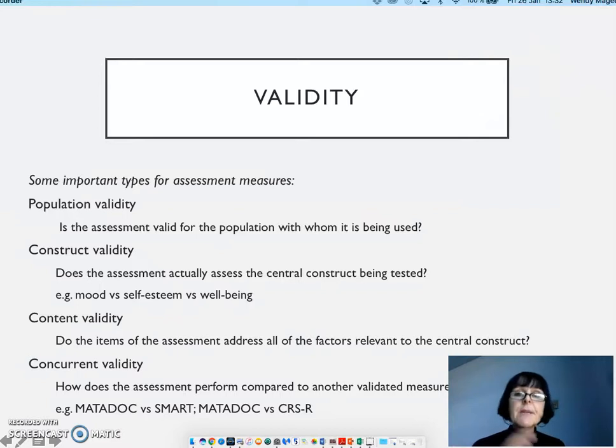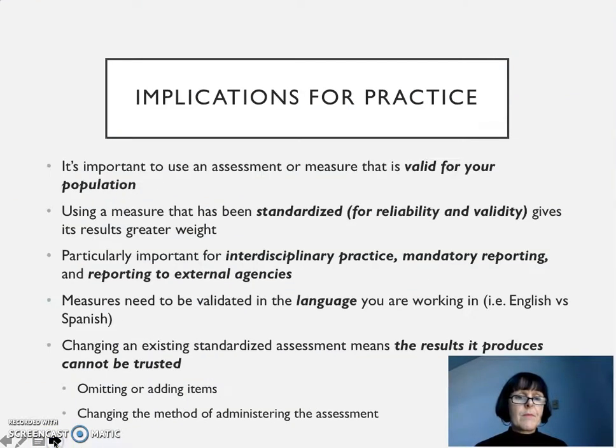So just to say that there are many different types of validity, and you need to make sure that the assessment you're using is appropriate for the population with whom you're working. Okay, the implications for practice. Well, we've talked a little bit already about how it's important to use an assessment or measure that's valid for your population. Because if you're using a measure which isn't valid for your population, then the results really don't hold any weight at all. So that's the first thing.